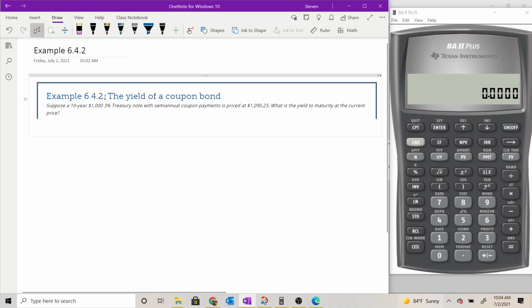Example 6.4.2. Okay, this one says, suppose a 10-year, $1,000, 3% Treasury note with semi-annual coupon payments is priced at $1,090.23. What is the yield to maturity at the current price? Okay, and if you watched the previous example, 6.4.1, you're probably already screaming the answer at it.